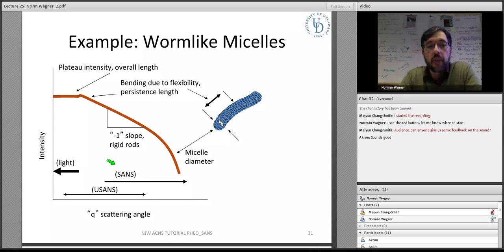SANS covers that range for worm-like micelles of the segmental shape down to the micellar diameter. Often we have to go to light or use SANS to actually see the length. These can be of the order of 10 or larger in terms of microns in length.